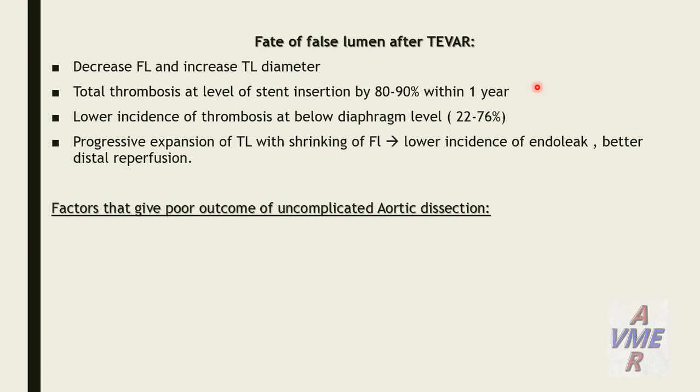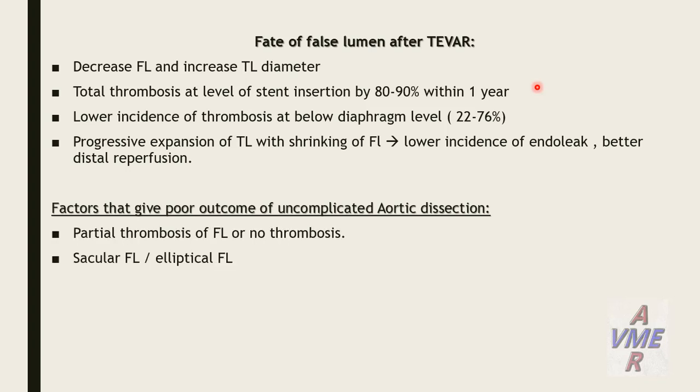What are the factors that give poor outcome of uncomplicated aortic dissection? When you have partial thrombosis or no thrombosis of the false lumen, as we have discussed before in a study. When we have a completely thrombosed false lumen, it has less incidence of early intervention and late intervention after 4 weeks, being less complicated. But if we have partial thrombosis or no thrombosis, it has more incidence of early and late intervention, being complicated.